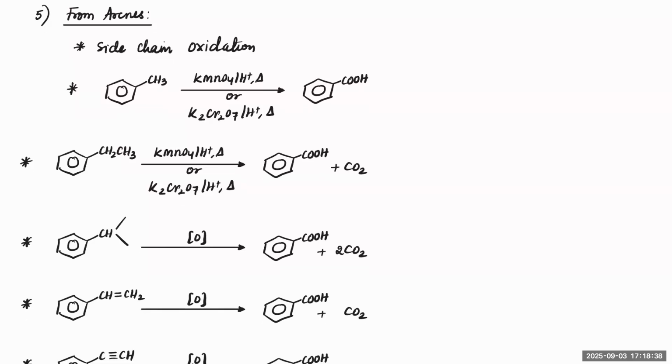Now we'll take the arene acids, that means benzene based acids. Benzene related acid, which is benzoic acid, can be easily made out of side chain oxidation. This is toluene. Now, by some means, if I oxidize this carbon into acid, that will convert into benzoic acid. And this is easily done by KMnO4 or K2Cr2O7 with H plus and heat.